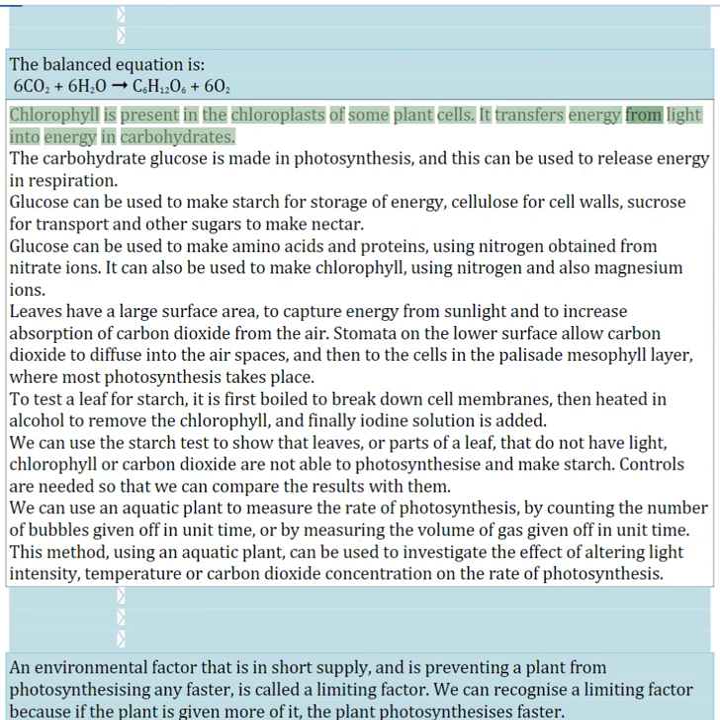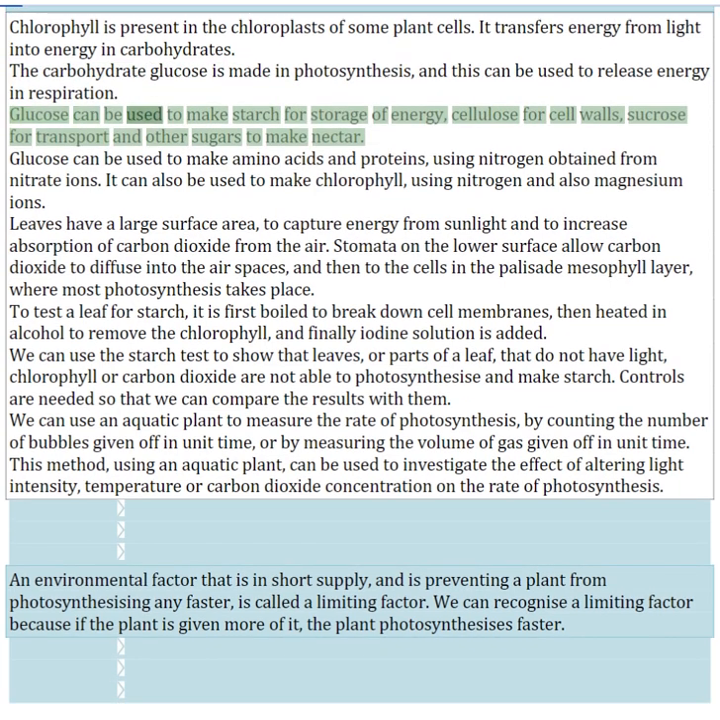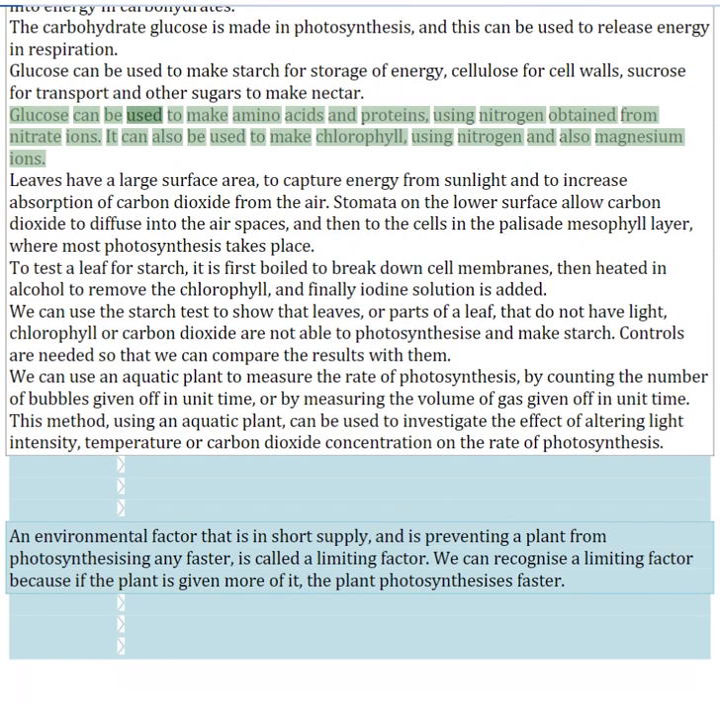It transfers energy from light into energy in carbohydrates. The carbohydrate glucose is made in photosynthesis, and this can be used to release energy in respiration. Glucose can be used to make starch for storage of energy, cellulose for cell walls, sucrose for transport, and other sugars to make nectar. Glucose can be used to make amino acids and proteins, using nitrogen obtained from nitrate ions. It can also be used to make chlorophyll, using nitrogen, and also magnesium ions.